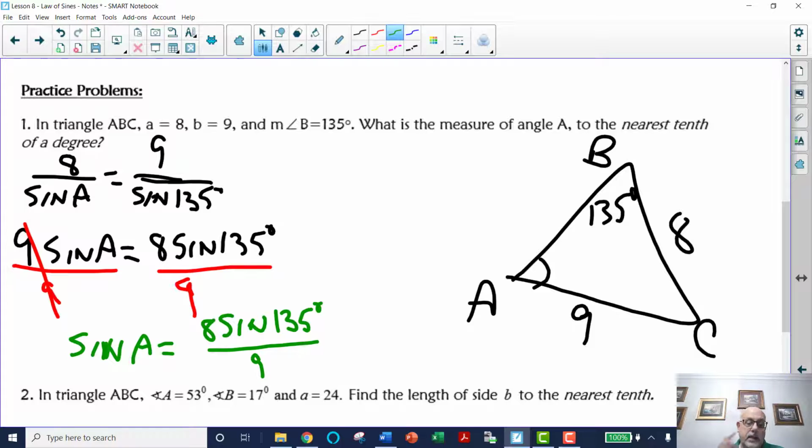Now we know that the sine of A is equal to 8 sine 135 divided by 9. Now this, because we're trying to find an angle measure, you're going to put this in the calculator and you're going to say second sine, all right, then in parentheses you're going to put the top in, 8 times sine 135, close your parentheses, then say divide by 9. To the nearest tenth of a degree, the measure of angle A is 38.9 degrees. Okay, so again, because we're trying to find an angle measure, you're going to use second sine, put the numerator in parentheses, 8 times sine 135, close your parentheses, then divide by 9, then hit enter, okay?